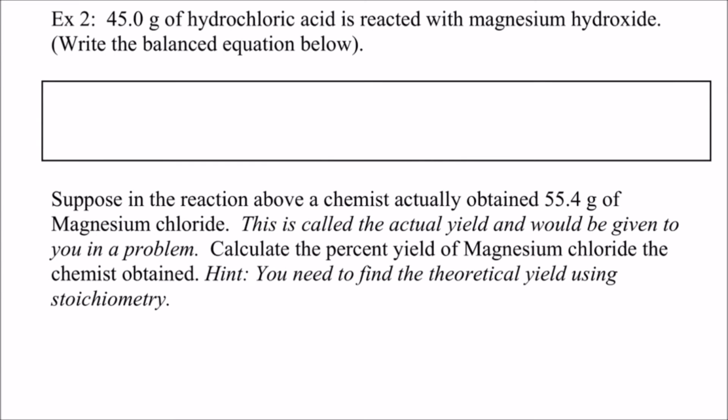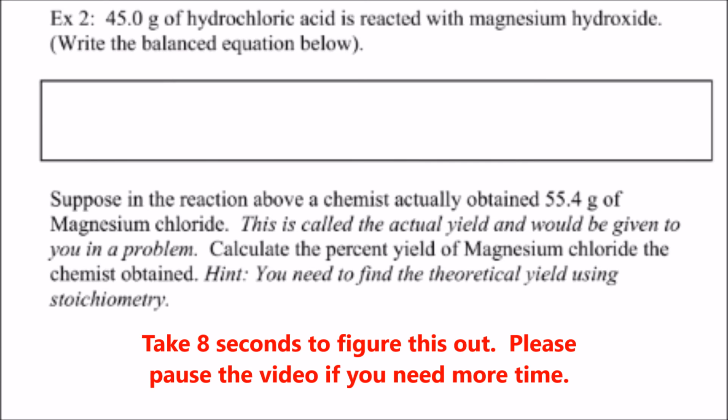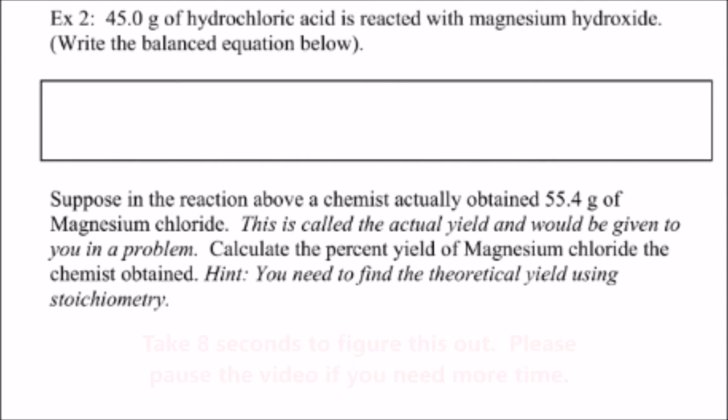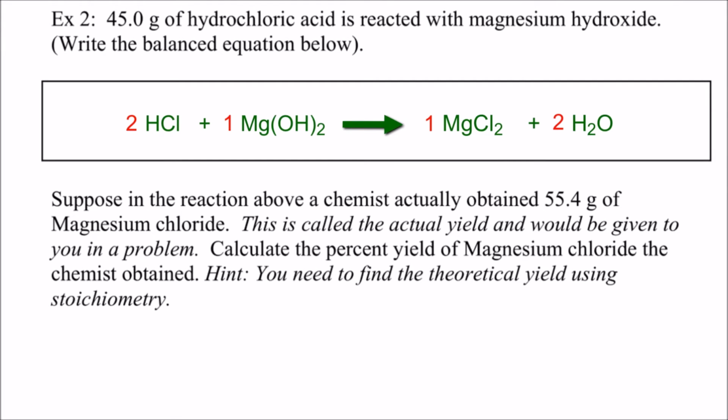We have 45 grams of hydrochloric acid reacted with magnesium hydroxide. Write the balanced equation below. Alright, so I've given you both of your reactants here. You should be able to predict the products and then balance the equation. Take a second and see if you're still able to do that. Okay, so here is our reaction, and it's all balanced.